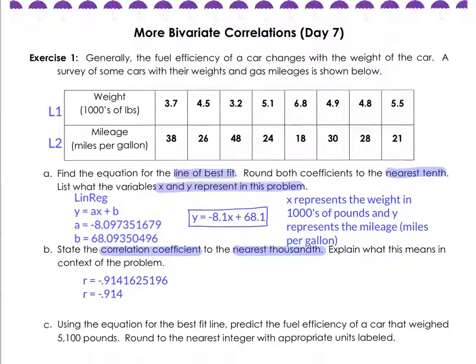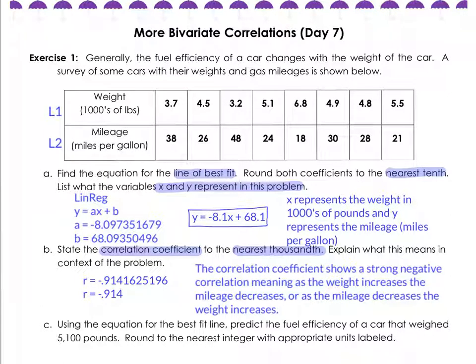Then it says, what does that mean in the context of the problem? Well, this shows a strong negative relationship. So I wrote that as the correlation coefficient shows a strong negative correlation or relationship, meaning as the weight increases, the mileage decreases, or as the mileage decreases, the weight increases. So in other words, they're doing the opposite.